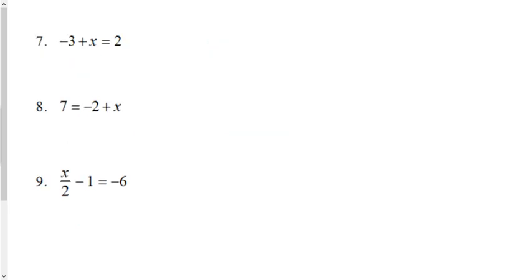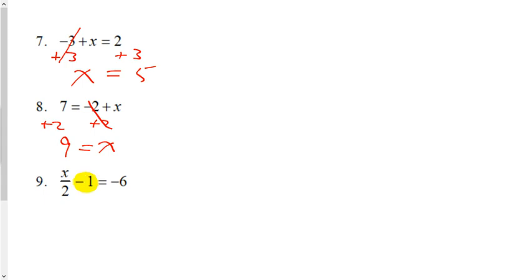Question 7, our constant is negative 3, so adding 3 to both sides will create a 0 pair, isolating the variable x, giving you x equals 5. In question 8, we change things around. Our constant and our variable is on the right. So we do know that the constant is negative 2, so we add 2 to both sides to get x equals 9.